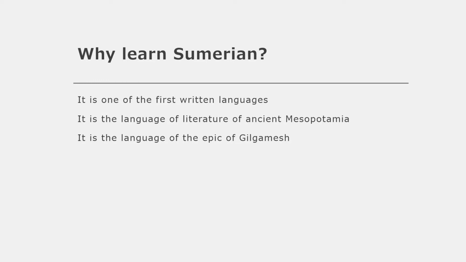Also, it's the language of literature of ancient Mesopotamia. So if you're interested in ancient literature of any sort, Sumerian is a great place to start because it's as far back as you can go in ancient Mesopotamia.